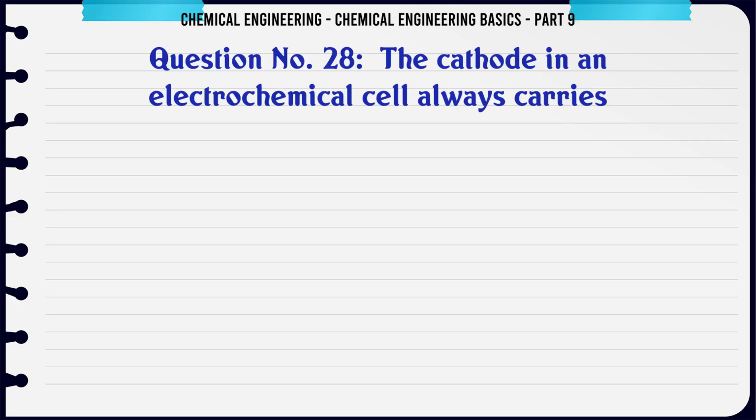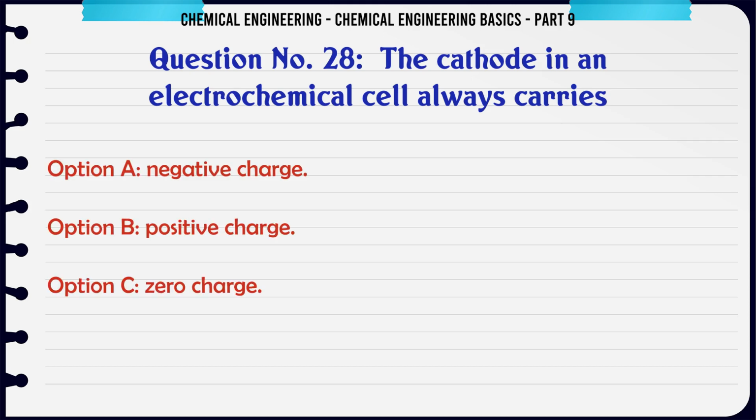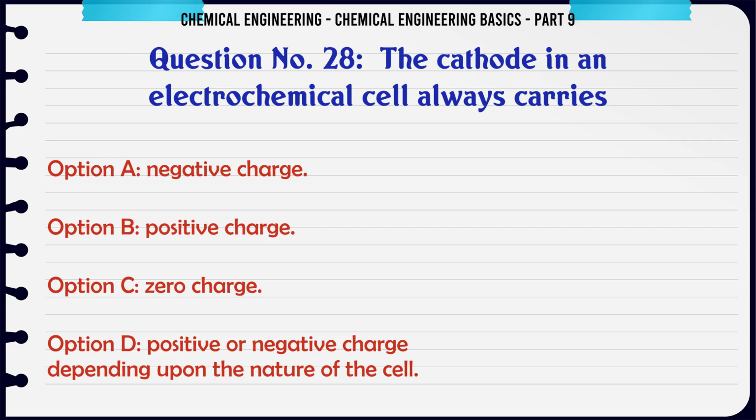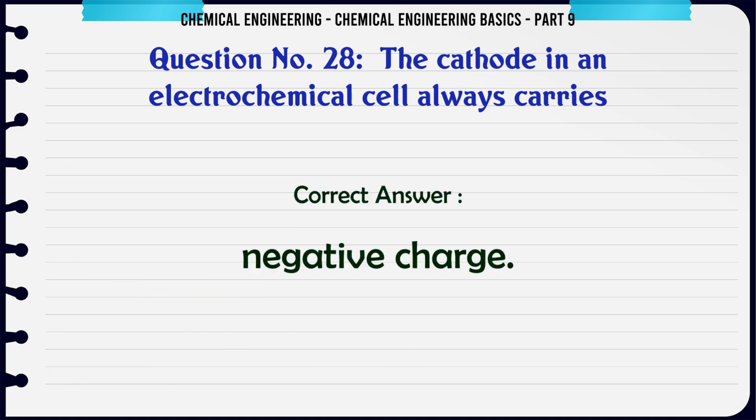The cathode in an electrochemical cell always carries: A. Negative charge, B. Positive charge, C. Zero charge, D. Positive or negative charge depending upon the nature of the cell. The correct answer is negative charge.